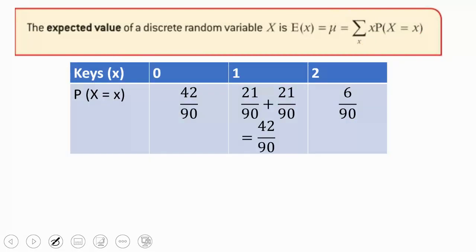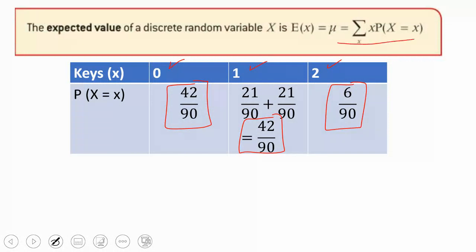So this is what the probability distribution table looks like. Across the top, I have my discrete values. I could get 0 keys, 1 key, or 2 keys. The 0 key was just one probability. I get 1 key either of those 2 ways, so I have 21 out of 90 plus 21 out of 90. So my probability of getting 1 key is 42 out of 90. And then my probability of getting 2 keys is 6 out of 90.